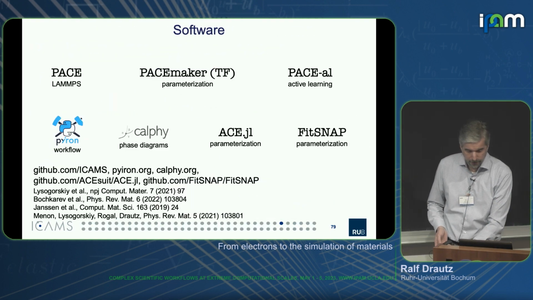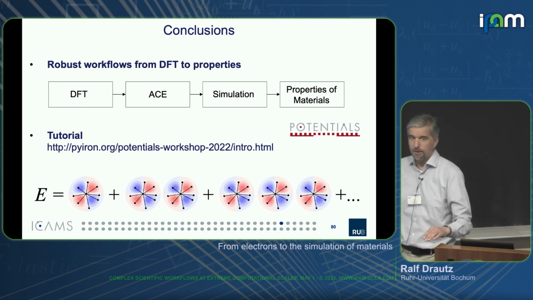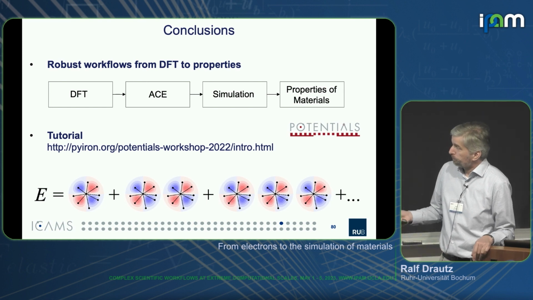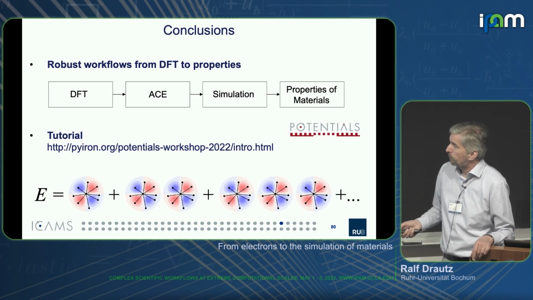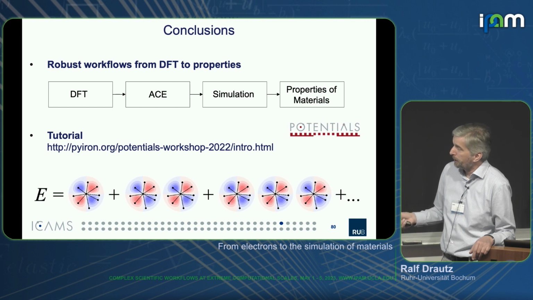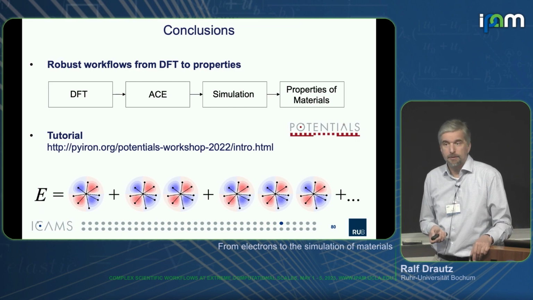Okay, so I think I'll just skip over the rest and conclude. So I wanted to show you that we have a robust workflow from DFT to properties of materials. We can do this in days. And if you want to see how this is done in practice, we did actually a hands-on workshop, where not only the ACE was fitted, but neural network potentials and EAM potentials were all fitted in Pyiron. And you may want to just look at this tutorial if you're interested.